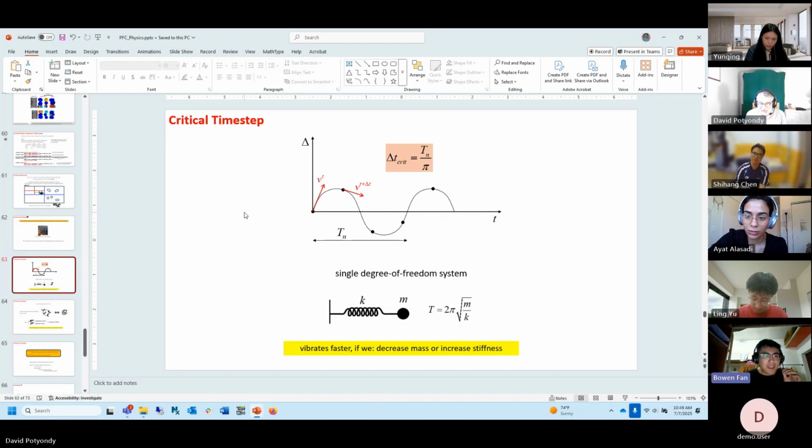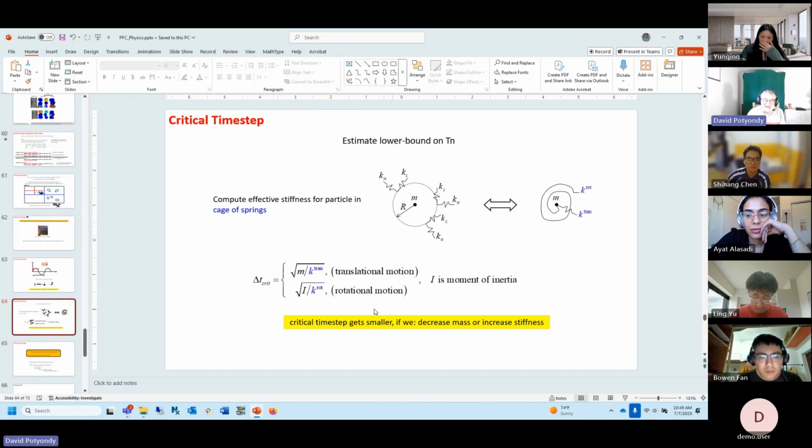Yeah, that makes sense. I understand. And if you go through here, this period is related to the mass and stiffness in the system. So we can estimate the fastest vibration. And if we estimate the fastest vibration, we can estimate a time step. Okay, good.